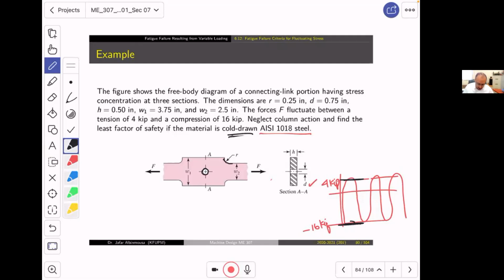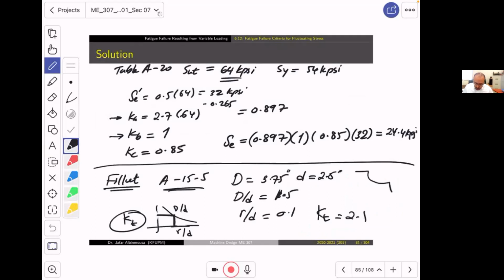So what did we do? Just to review with you, we found the ultimate strength, the yield stress, and then we found the SE prime, which is the uncorrected endurance limit. Then we got the KA. KB was 1 because this was an axial loading, and KC is 0.85, again because it's axial loading. Then we found SE.